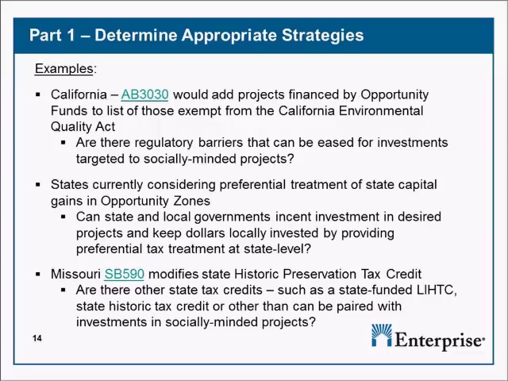And then lastly, the Missouri legislature recently passed a bill that modifies the rules around their state historic preservation tax credit. Through that bill, they've set aside some of their historic tax credits for projects that are inside of their opportunity zones. States have lots of different kinds of tax credits. I would, in particular, be interested to see what kind of creative things states can do with their state-funded low-income housing tax credit to pair with opportunity funds that are funding socially minded projects.